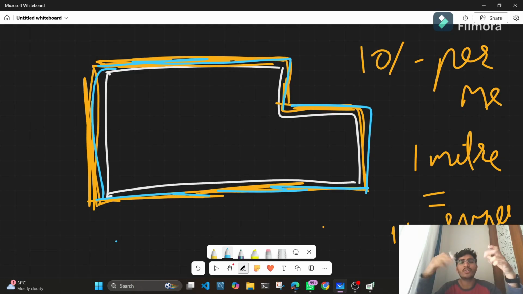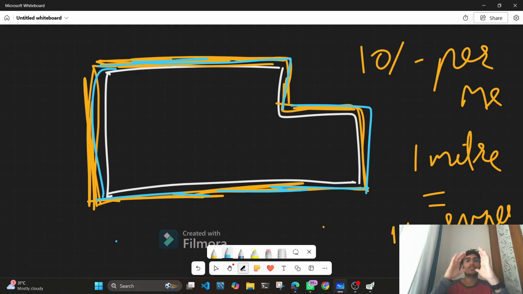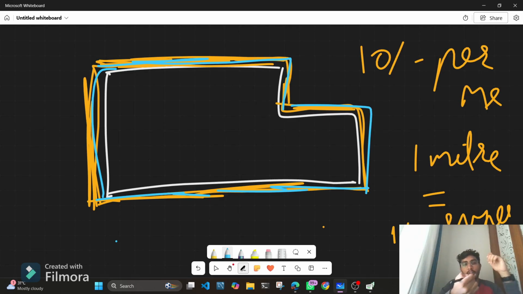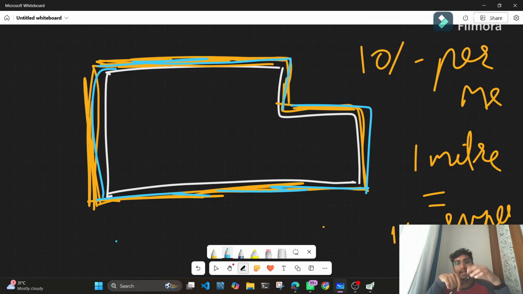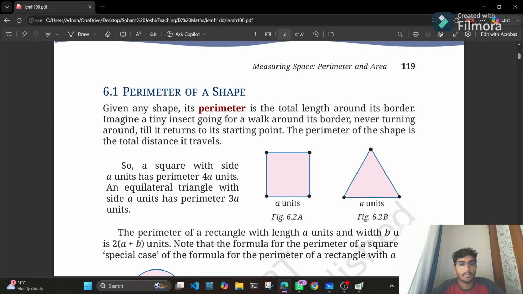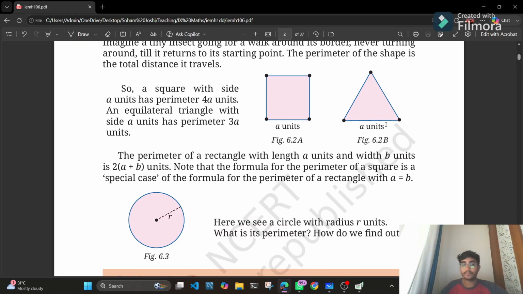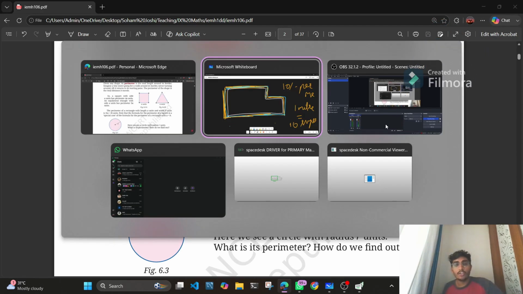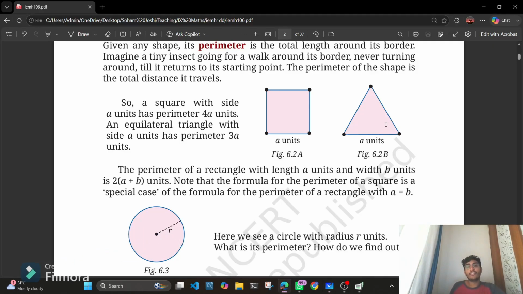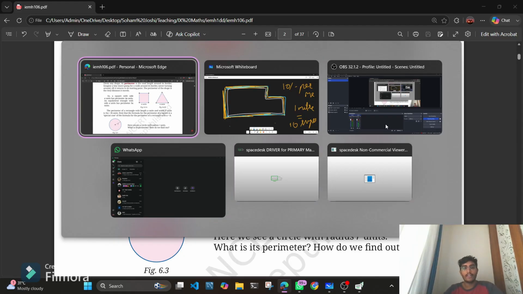You can also take an example of a box, maybe if you want to gift wrap it. How much paper do we need? I'll have to cover all the sides of the box and I need that much amount of paper. So that is the perimeter of a box, let's say. I hope that is understood. Now we need to study the perimeter of different shapes. Firstly we have square and rectangle.